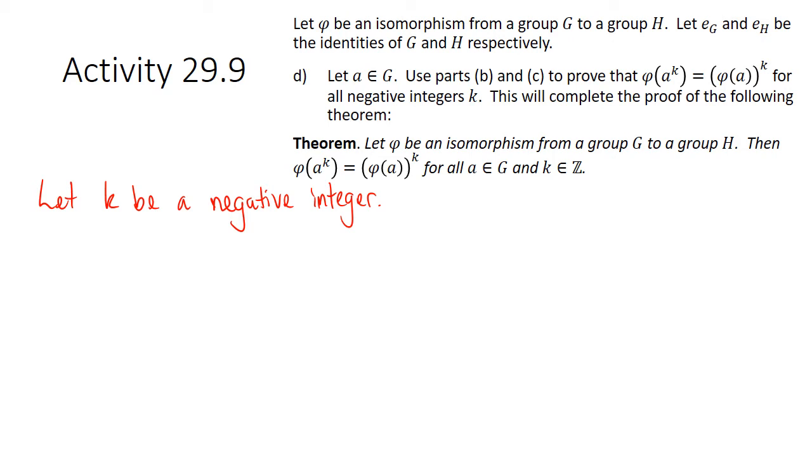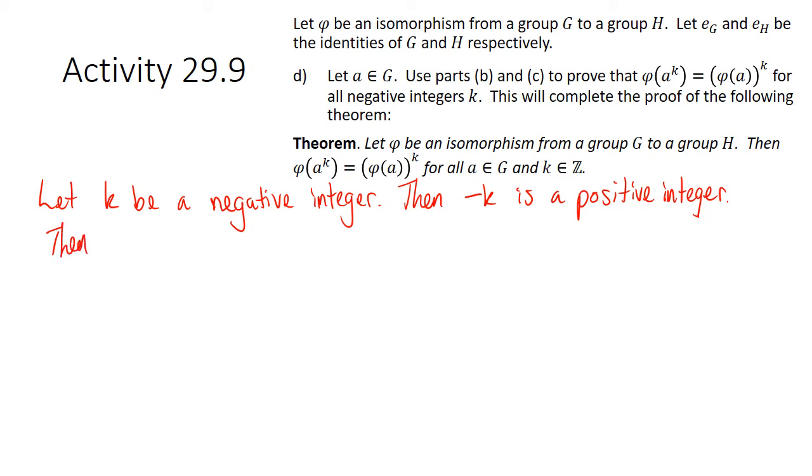I need to actually get a positive integer to work with in order to be able to apply part C. So I'm going to do the following. I'm just going to say that negative K is a positive integer. I hope you're going to be able to handle that if I treat negative K as a positive thing. That is a little weird, I know. But then we can say the following.